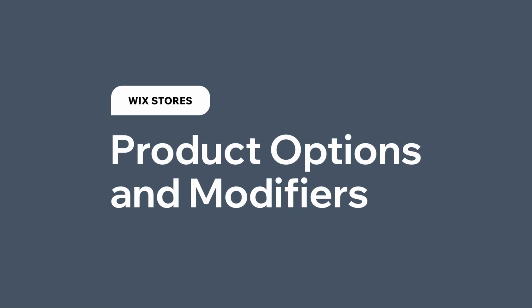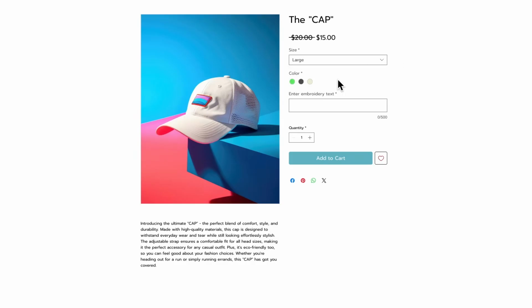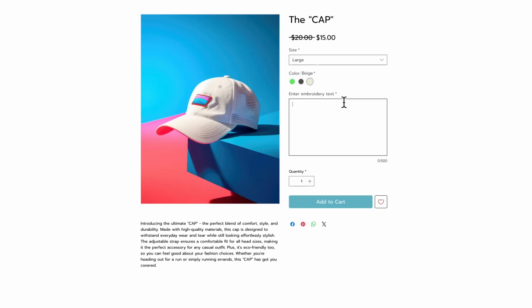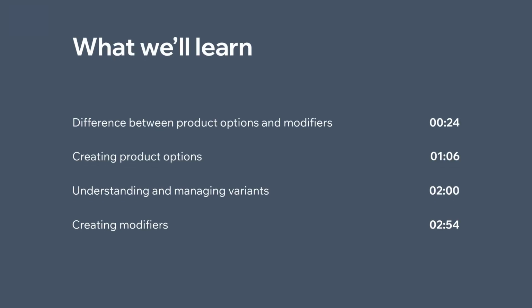So, do you want to offer your products in different sizes or colors? Or maybe let customers add some custom details? Well, if that's the case, you are in exactly the right place. We're going to walk through how to use both product options and modifiers. This is going to let you give your customers so much more choice. So let's jump right in.